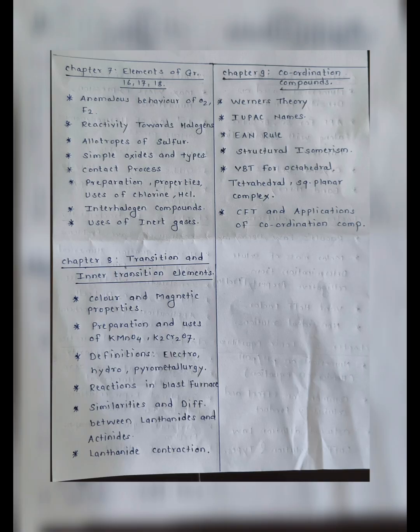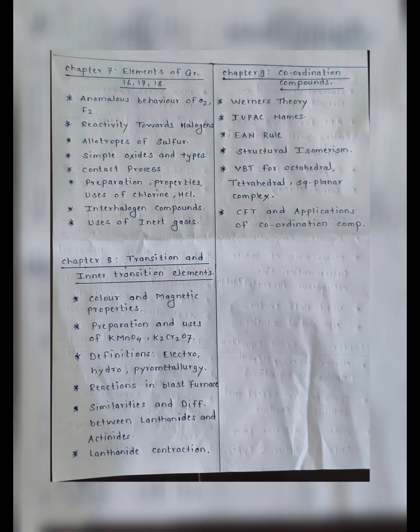Next point is CFT and applications of coordination compounds. Examples of applications of coordination compounds are frequently asked in MCQ or BSA type questions. For example, which coordination complex is useful for electroplating, which central element is present in the chlorophyll pigment, and what is the function of the chlorophyll pigment. Likewise questions may be asked.